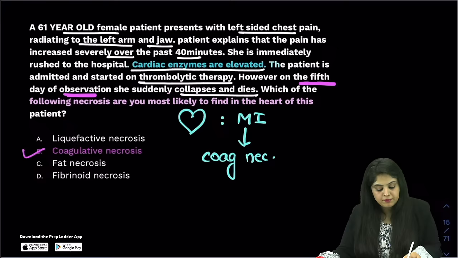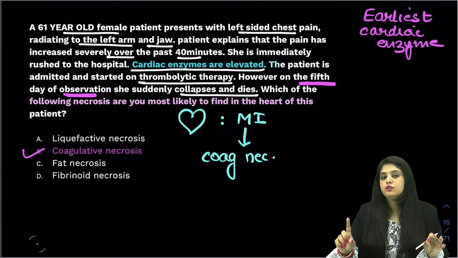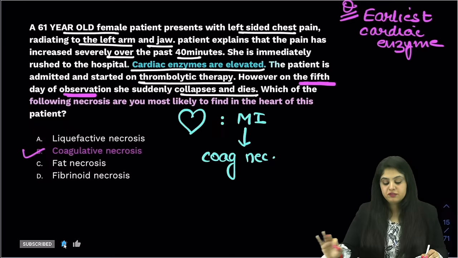What is the earliest cardiac enzyme? What is the earliest cardiac enzyme that comes in the blood? The best is troponin, I agree, but troponin is not the earliest. Listen to my question carefully. Guys, you are right. Troponin I is the best one. But yes, the update says perfect.